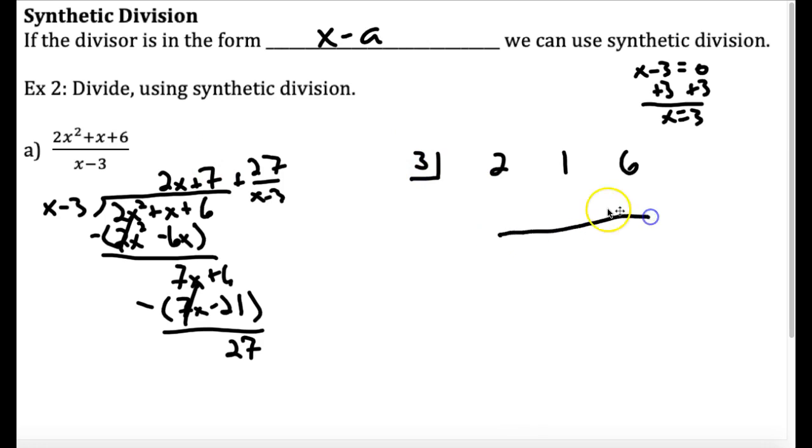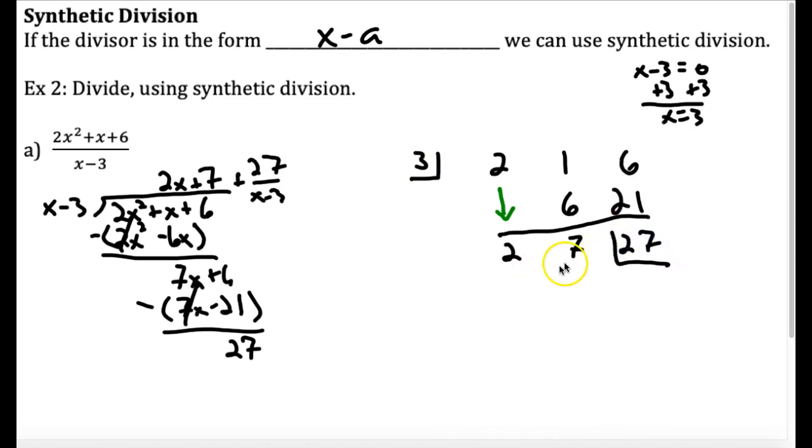box. Now, the process, we bring this first number straight down. Now I take this number and multiply by whatever number I have up here. So 2 times 3 is 6. Now I add these two numbers together. So 1 plus 6 is 7. And do it again. 7 times 3 is 21. Add 6 plus 7. We get 27.